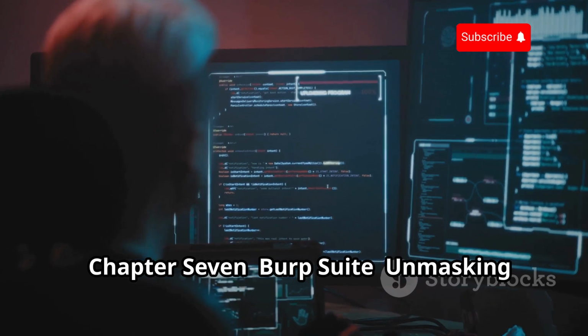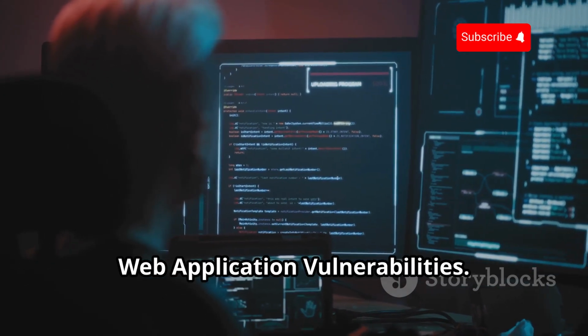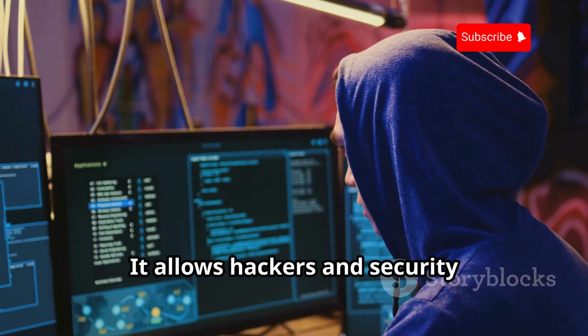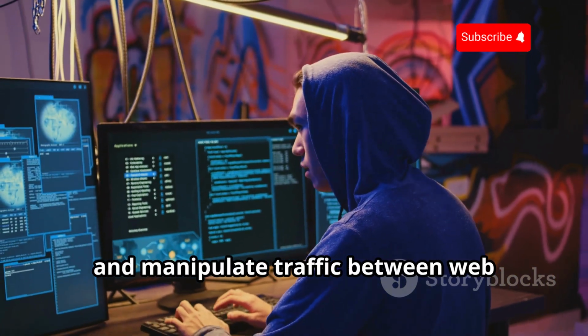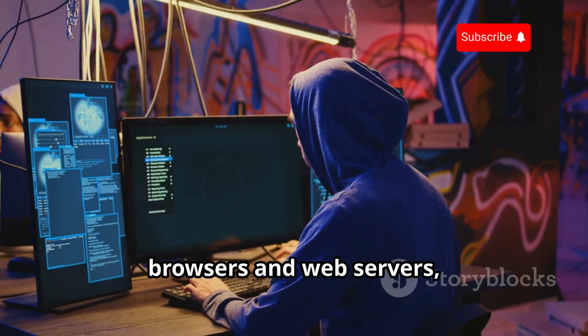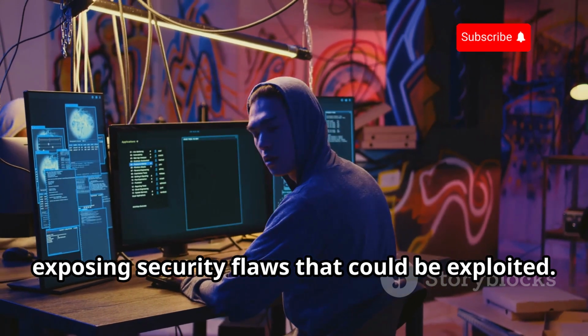Chapter 7. Burp Suite, unmasking web application vulnerabilities. It allows hackers and security professionals to intercept, analyze, and manipulate traffic between web browsers and web servers, exposing security flaws that could be exploited.